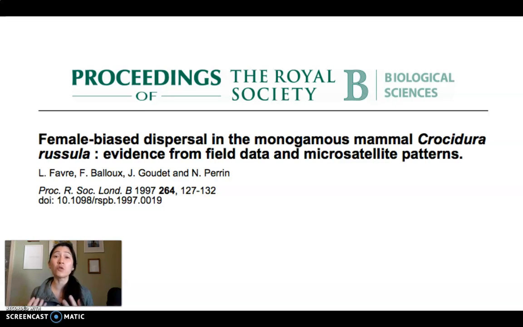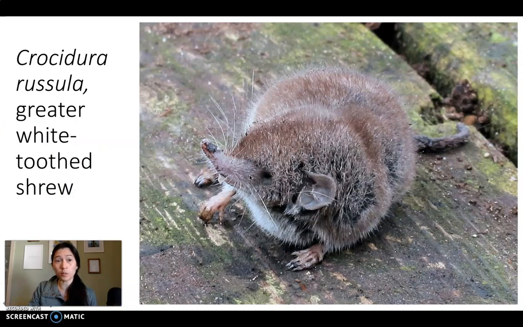So the data set we're working with today is actually from a previous publication, which is shown here. This is actually a publication that was cited in your textbook as well. The title's here: Female-Based Dispersal in the Monogamous Mammal, Evidence from Field Data and Microsatellite Patterns. This is a publication from Proceedings of the Royal Society B.